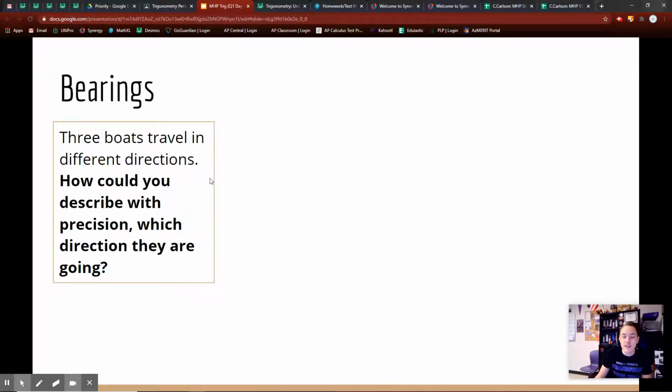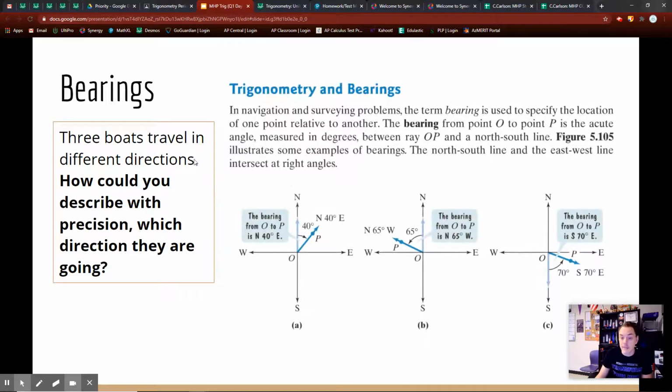This is what sailors call bearings. So in trigonometry, in navigation, we use trigonometry for surveying problems. The term bearing is used to specify the location of one point relative to another. So the bearing from O to point P is the acute angle measured in degrees between ray OP and the north-south line.